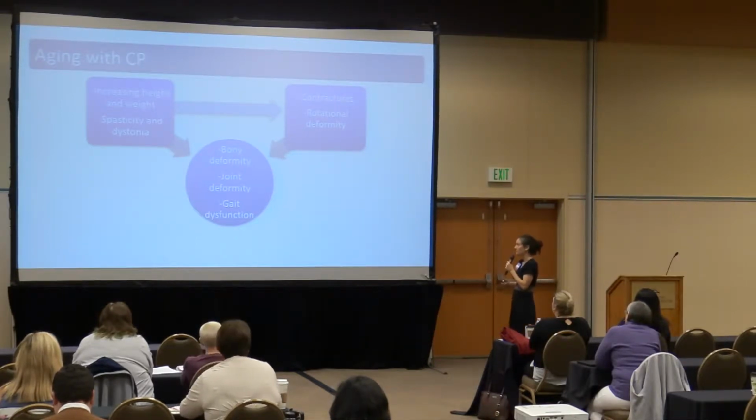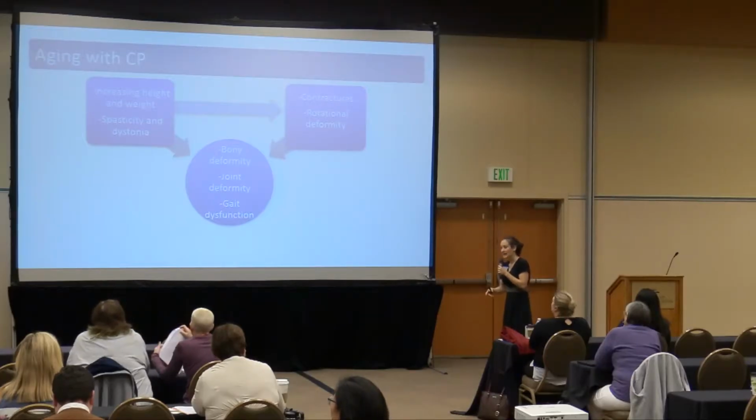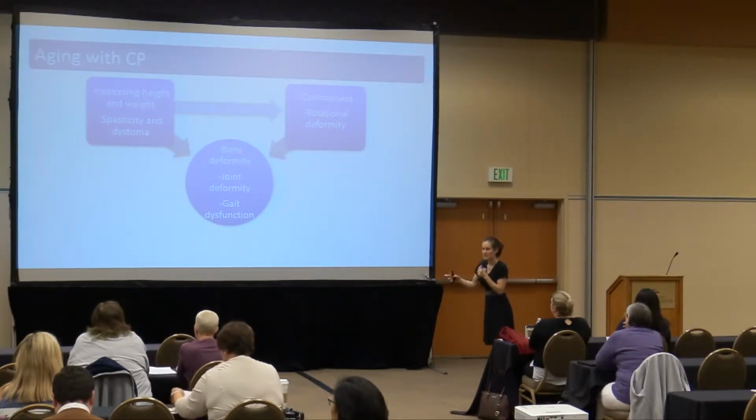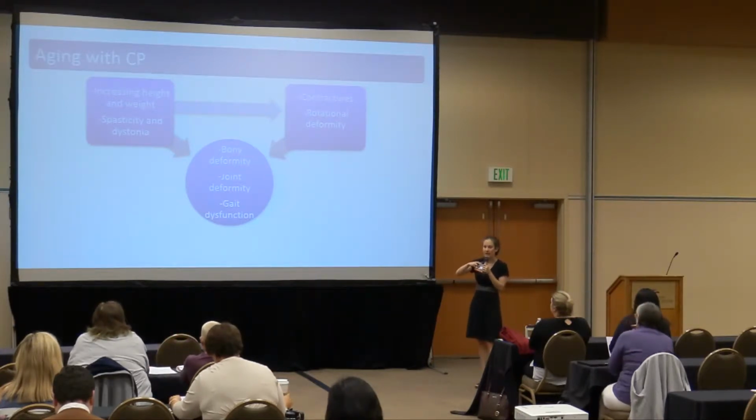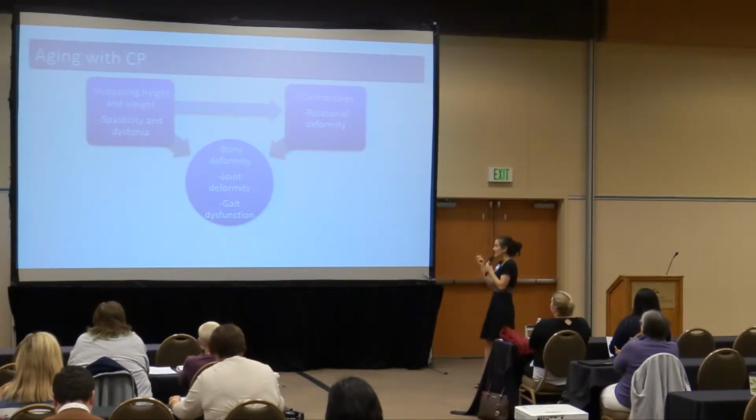All right, so we talked a little bit about GMFCS level, we talked a little bit about gait cycle. Why does this all matter? As kids get older, like I said, they get taller, they weigh more, they have the spasticity, they have the dystonia. Maybe over time they've developed contractures and rotational deformity, and this all leads to bony deformity, joint deformity, gait dysfunction, and a change in their function overall. And that's where we see that natural history of CP in kids who are more affected, having this decline in function when they get older because of all of these things.